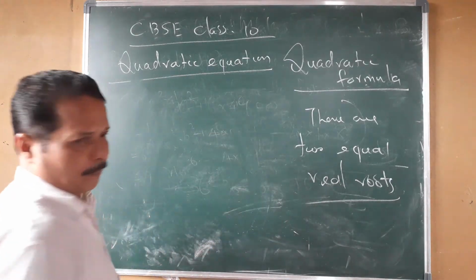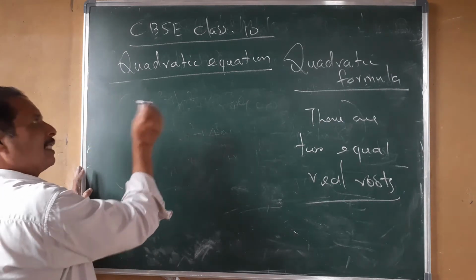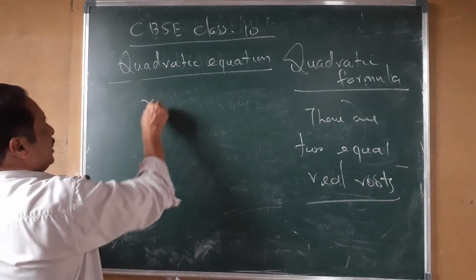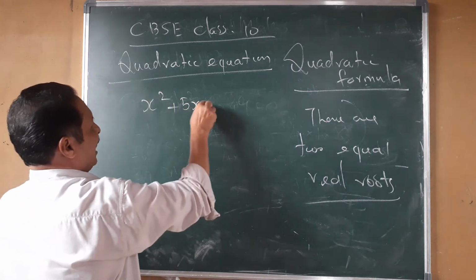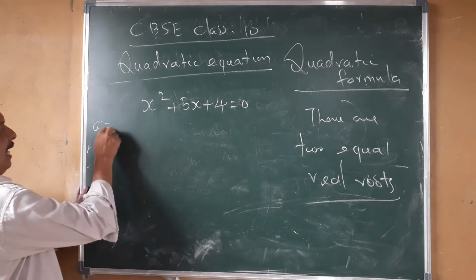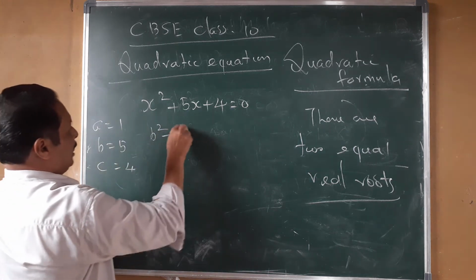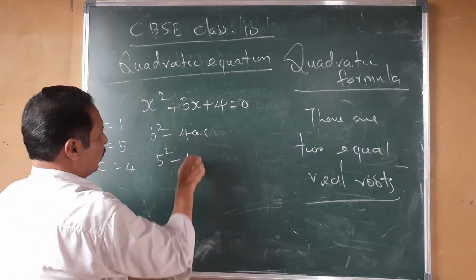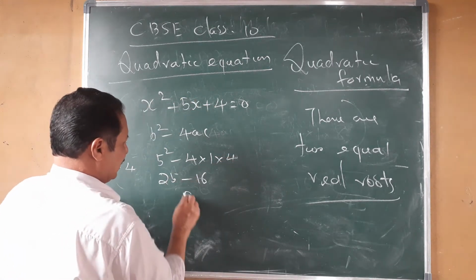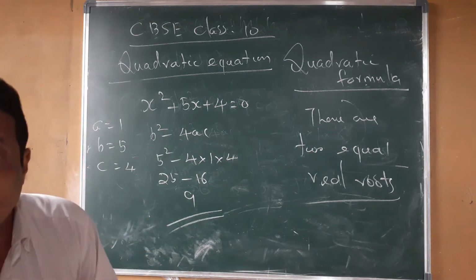And one more. The question is also to find the characteristic of the roots or the solutions. You may say solutions also, that is the value of x. x square plus 5x plus 4 equal to 0. a equal to 1, b is equal to 5 and c is equal to 4. b square minus 4ac is 5 square minus 4 into 1 into 4. 25 minus 16 equal to 9.